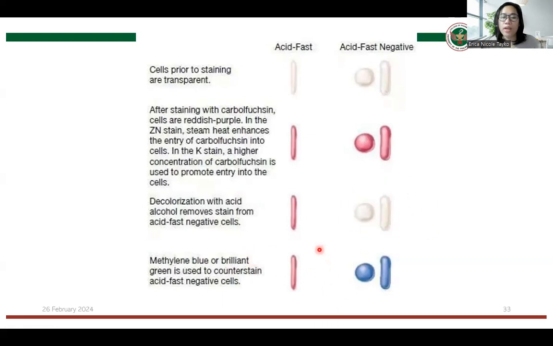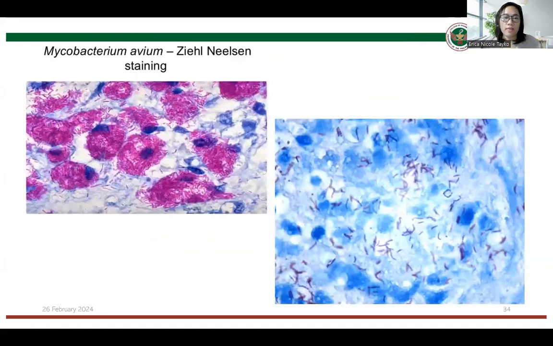So now when you apply your counter stain, magre-remain pink or red yung ating acid fast, but non-acid fast ones will appear the color of the counter stain, which is methylene blue. That's why blue. Okay.